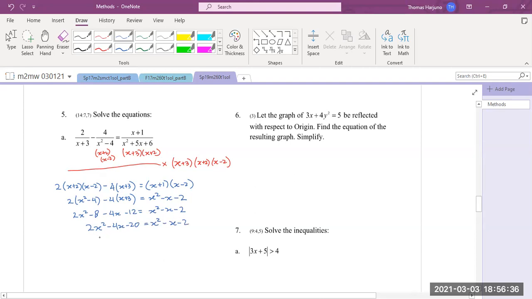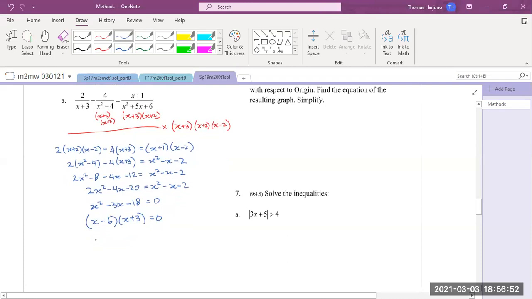Set one side equal to 0 because this is quadratic. So I get x minus 6, x plus 3 equals 0. Either x equals 6 or x equals negative 3. But I have to cross this out because it will make this denominator become 0. Right? Okay, and you see that x plus 3 cannot be 0, x plus 2 cannot be 0, x minus 2 also cannot be 0. Therefore, our solution is only x equals 6. That's for part A.